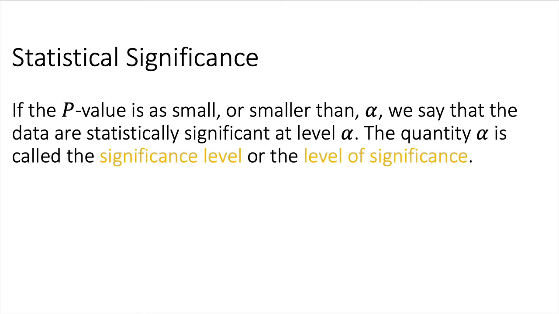We decide what level of significance is our threshold. We call this number alpha. If the p-value is as small or smaller than alpha, we say that the data are statistically significant at level alpha. This quantity alpha is called the significance level or the level of significance.